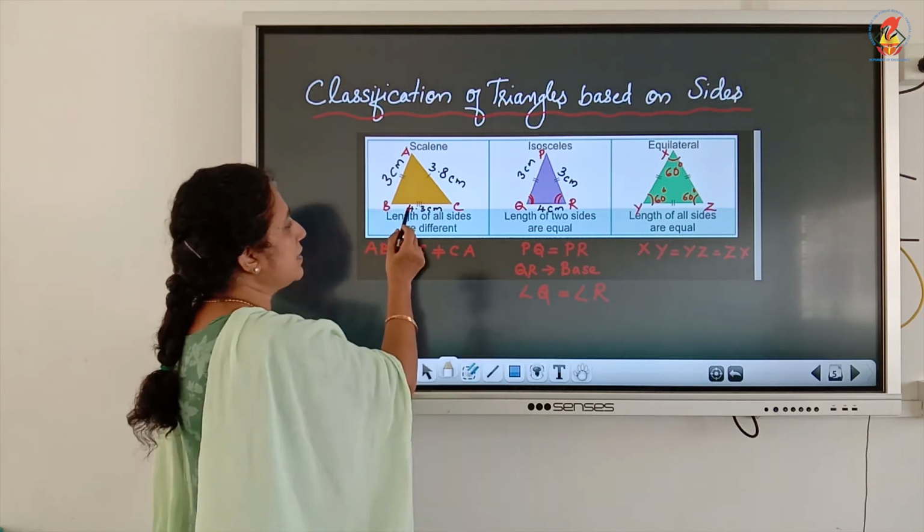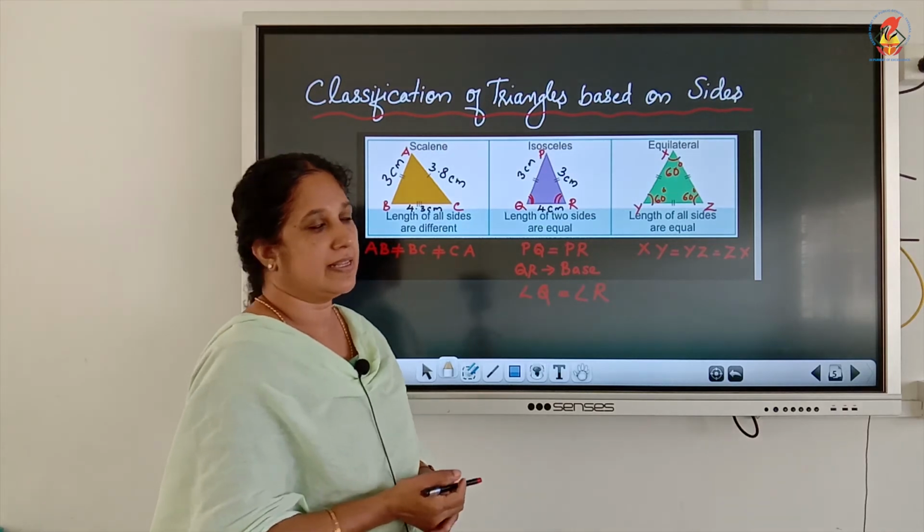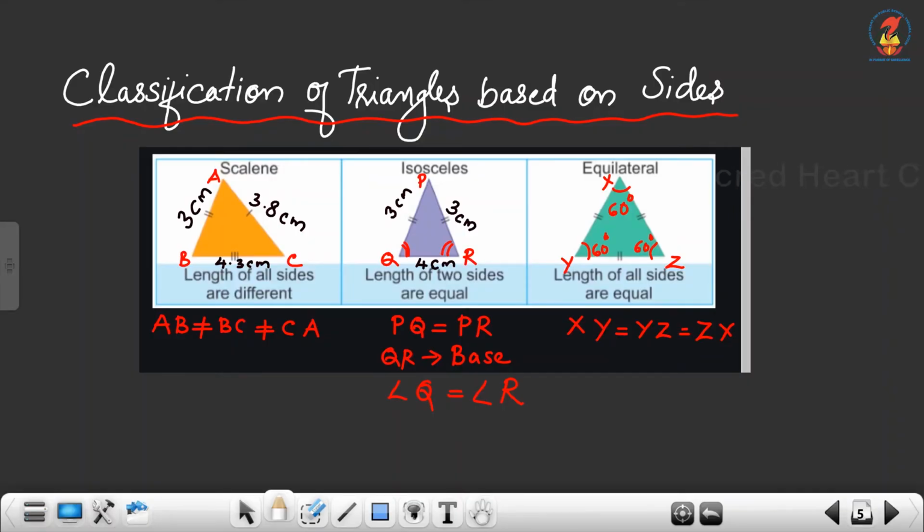And in the case of a scalene triangle, all the angles are also different. That means angle A is not equal to angle B, which is not equal to angle C. The three angles have different measures. Now the first one, scalene triangle.